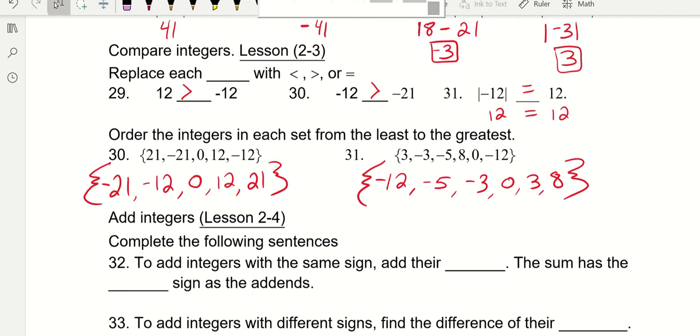All right, number 32. Complete the following sentences. To add integers with the same sign, add their blank. The sum has the blank sign as the add-ins. So think about positive numbers like 4 plus 3. 4 plus 3 is just 4 plus 3, which is 7. What about -4 plus -3? Well, -4 plus -3, they have the same sign. That's going to be -7. So you add their absolute values.